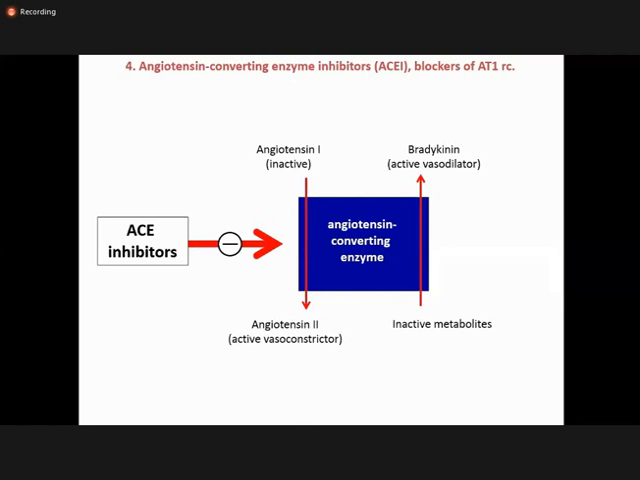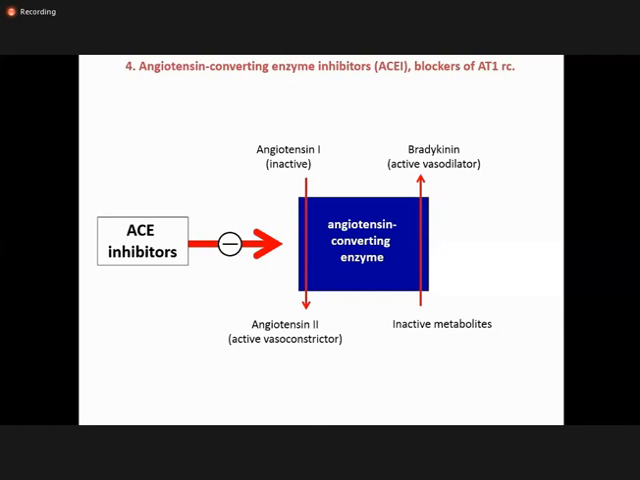There is no conversion of angiotensin 1 into angiotensin 2, right? And at the same time, there is no inactivation of bradykinin. So ultimately, what will happen? The level of bradykinin will rise. As far as hypertension is concerned, this is important because bradykinin is a very active vasodilator.